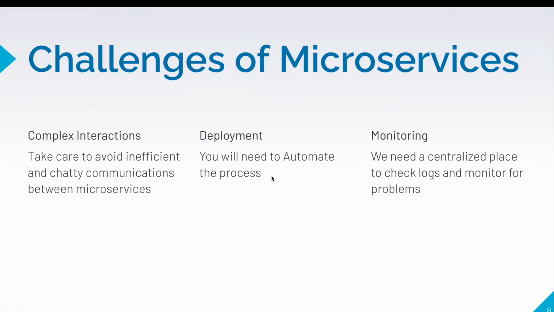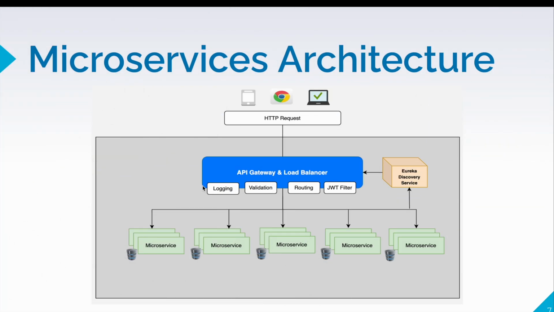Let us now look at some of the challenges with microservices. So the first challenge of microservices is complex interaction. We have to take care to avoid inefficient and chatty communication between microservices. Now, if you look at this diagram, it has a lot of components. There is an API gateway and load balancer, a Eureka discovery service, and multiple microservices. So the interaction between these different components becomes pretty complex and can be chatty. So while writing microservices, we have to make sure that we manage the complex interaction.